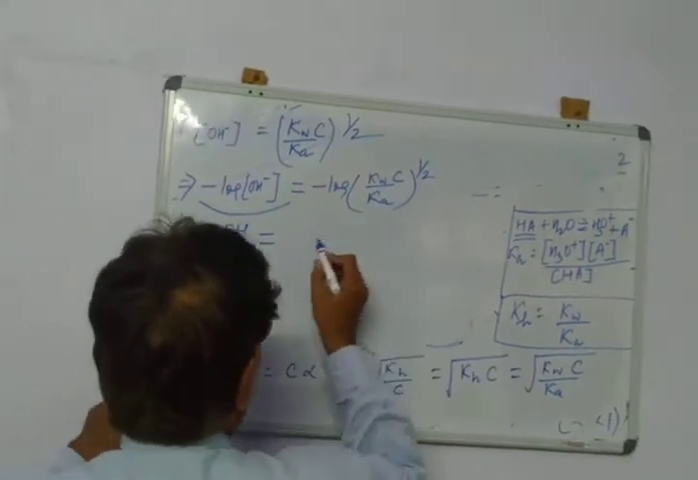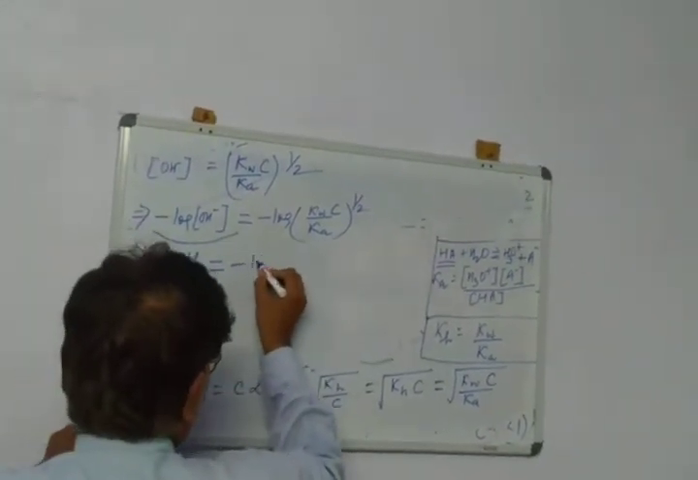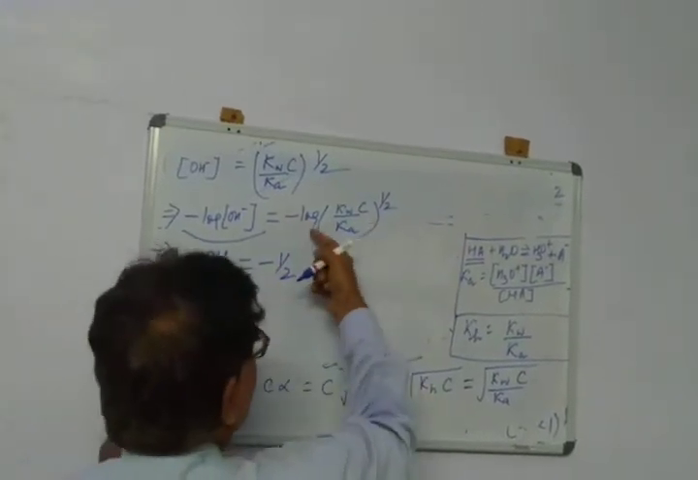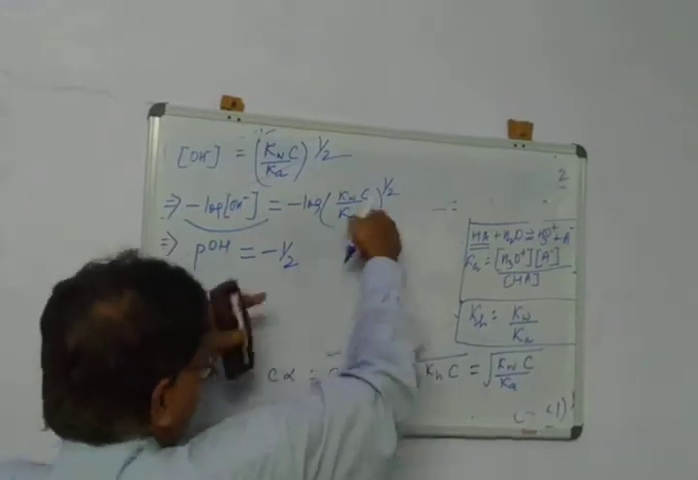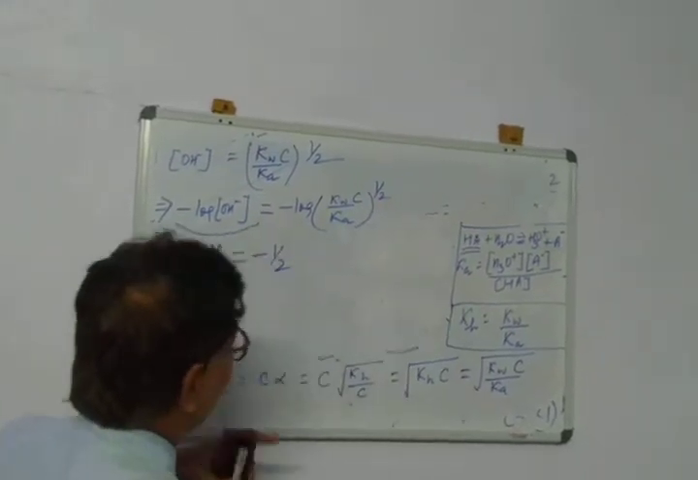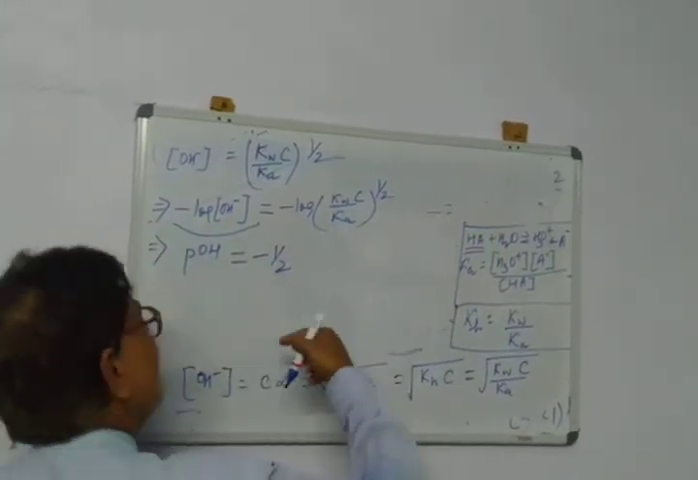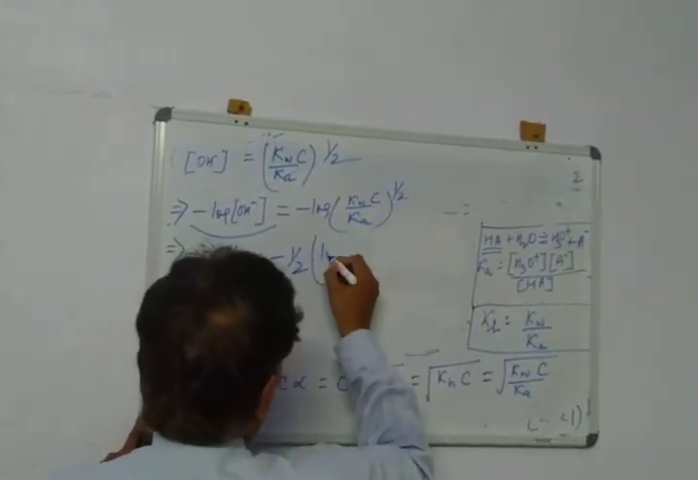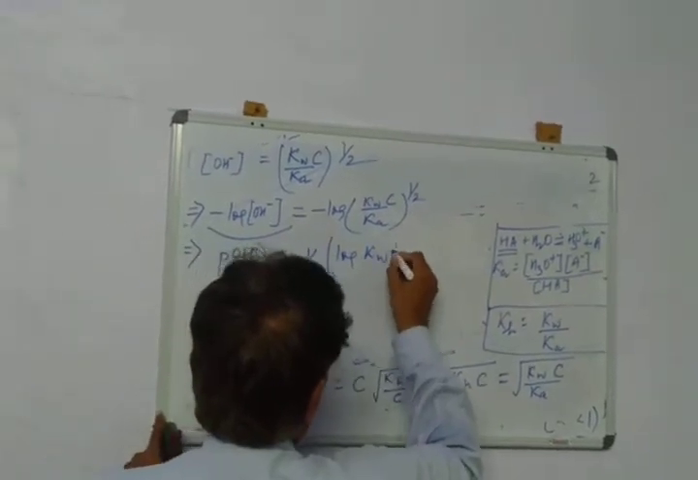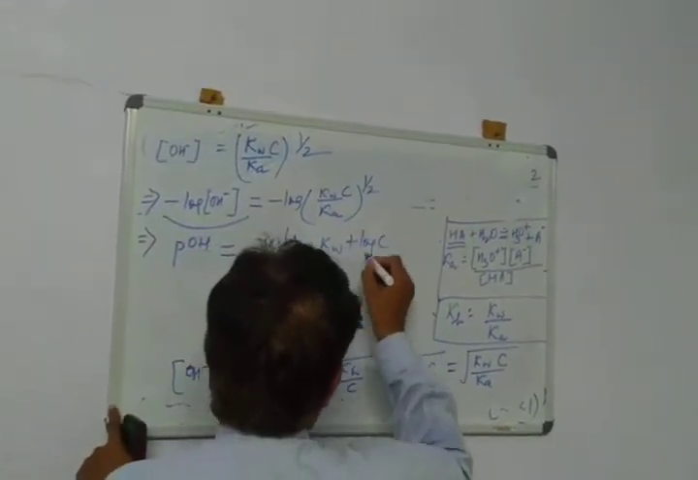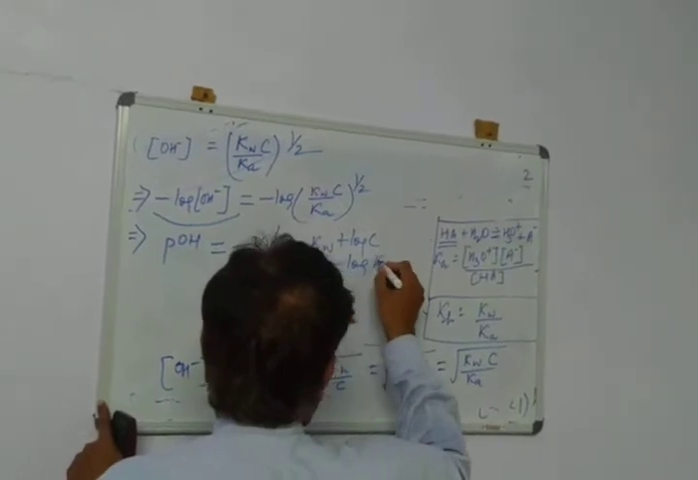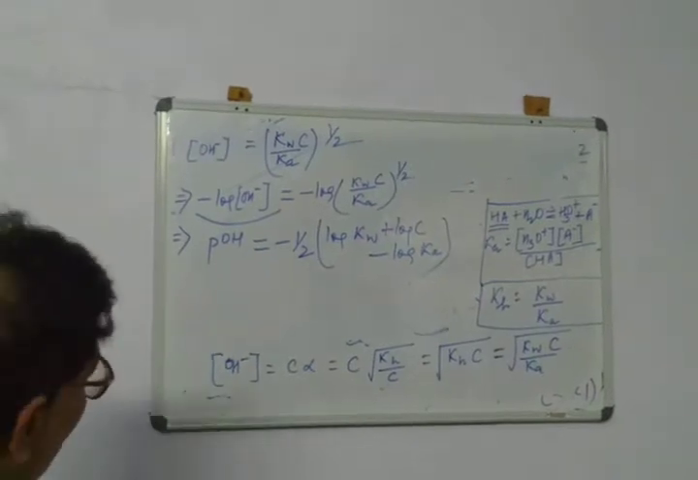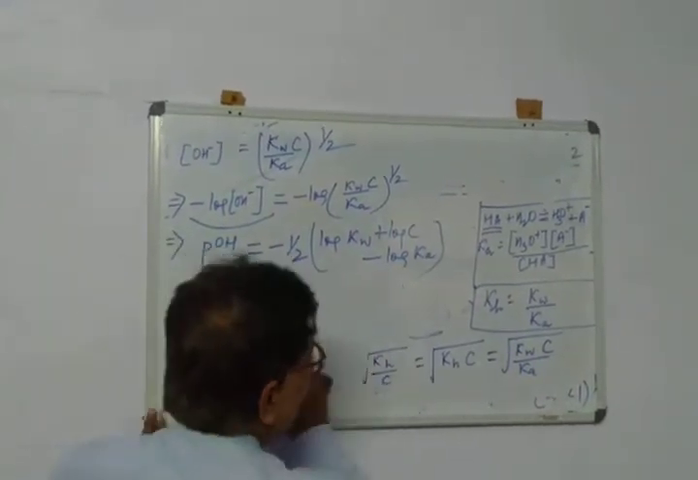And this will be, okay, take minus constant, minus is common, because log m raised to the power n is equal to n log m, therefore this half factor we are bringing it here, and this is log kW plus log C minus log Ka. This is the expression for POH. Clear? Very simple.